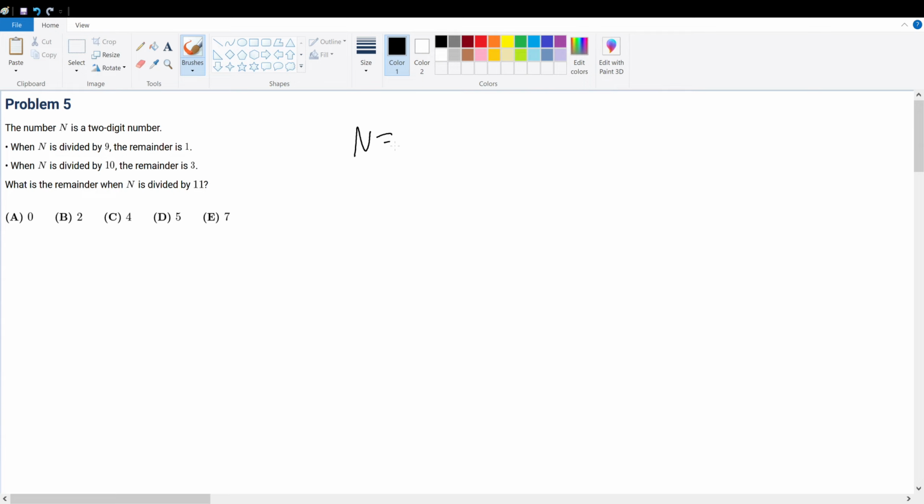Well, n would be congruent to 1 mod 9. And we also know from these statements that n will be congruent to 3 mod 10. The interpretation is simply that when n is divided by 9, I get a remainder of 1. But with two-digit numbers in modular arithmetic, we typically like to simplify them into the summation of its digits, which is 10x plus y. This is the deconstruction of a two-digit number.